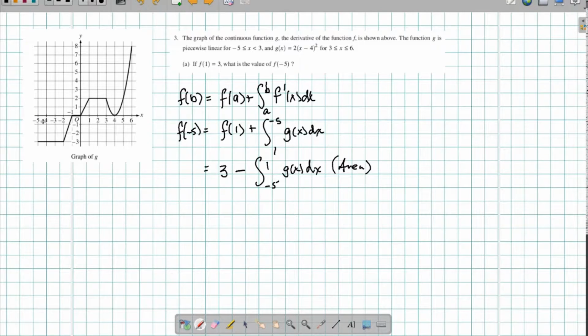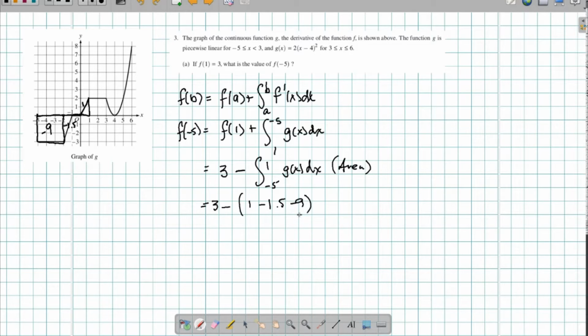So I've got this area from -5 to -2. That's a square with an area of 9, and it's below the x-axis, so it's negative. I've got this triangle with a base of 1 and a height of 3, so this is -1.5. From here to here, I'm constant 0. And then from here to here, this is going to be a triangle with a height of 2 and a base of 1, so it's going to be an area of 1. So I'm going to have 3 minus this expression. It's going to be 1 minus 1.5 minus 9.